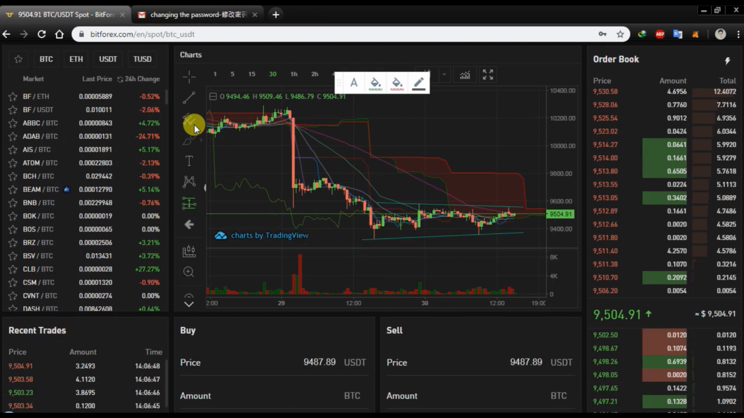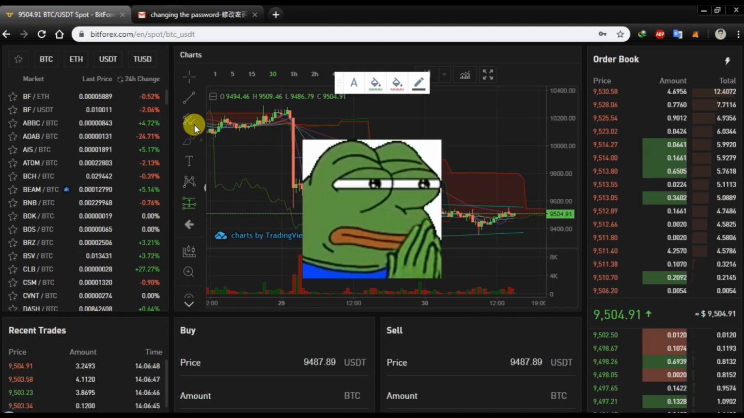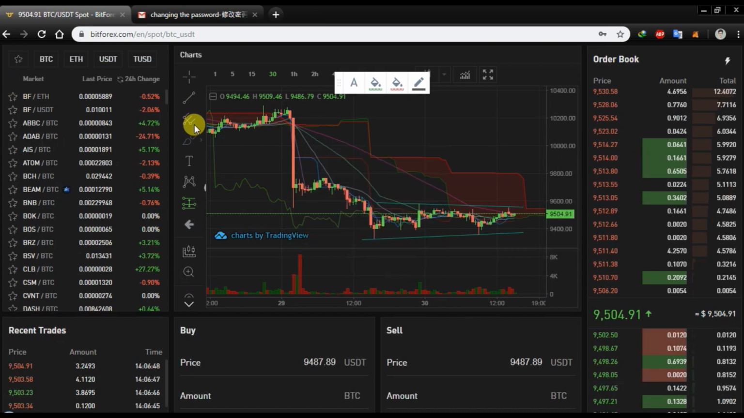But here the order is only available in the limit type. I hope the Bitforex team adds market order and stop limit to multiply the trader's options.